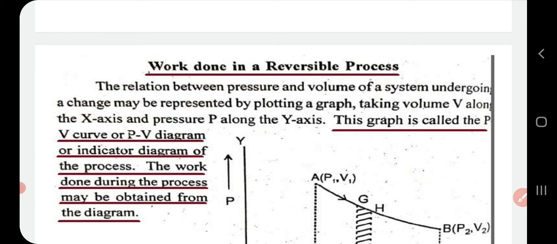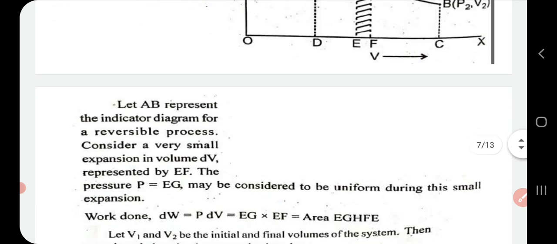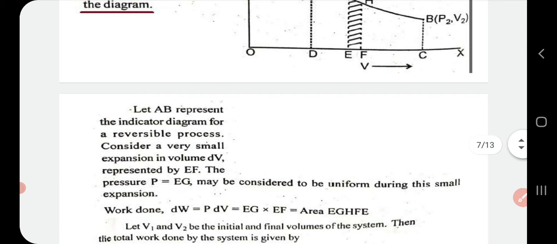That is the significance of the PV diagram. That is, the work done by the system during a whole process can be obtained from this PV diagram. Here also the same explanation applies. Let AB be the indicator diagram for a reversible process.